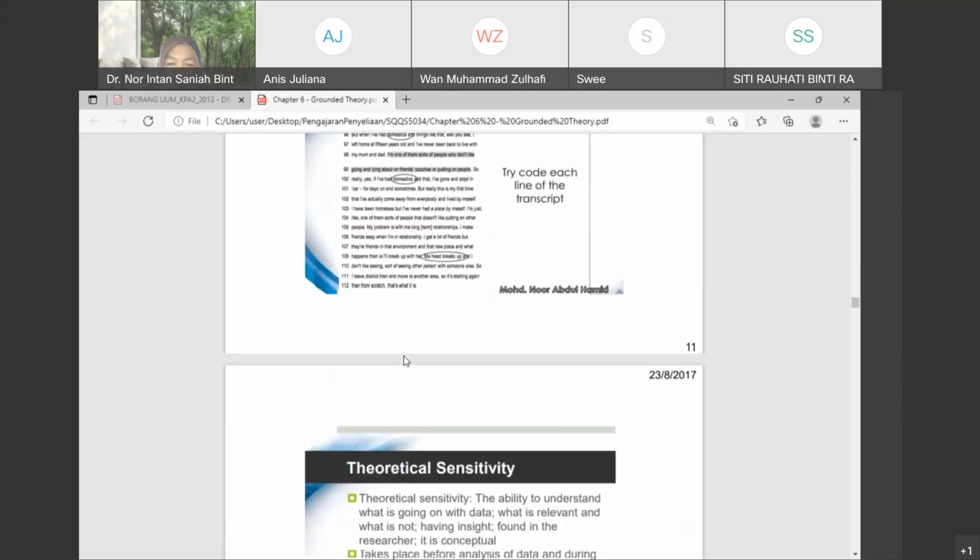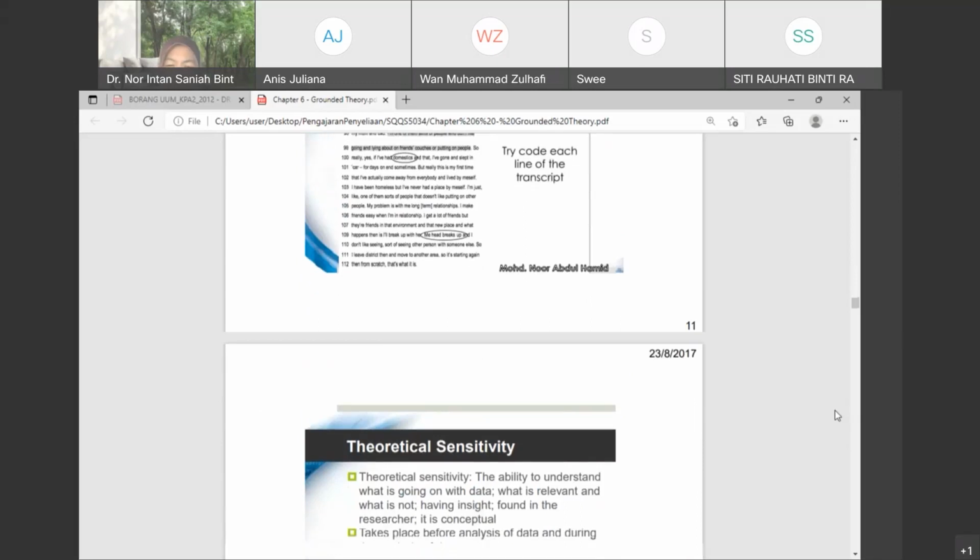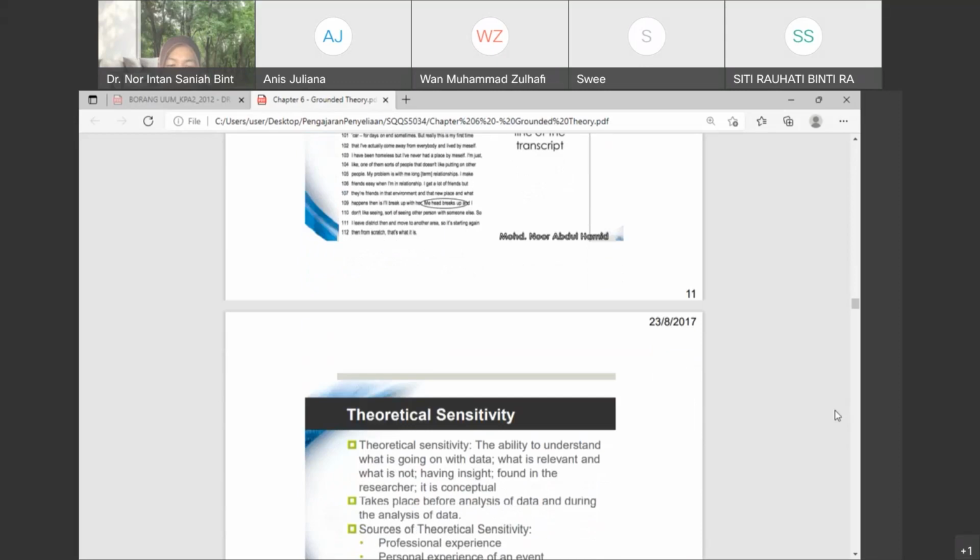Okay. Next is theoretical sensitivity. I budget 3 to 4, hopefully sampai 7 question ke 17.